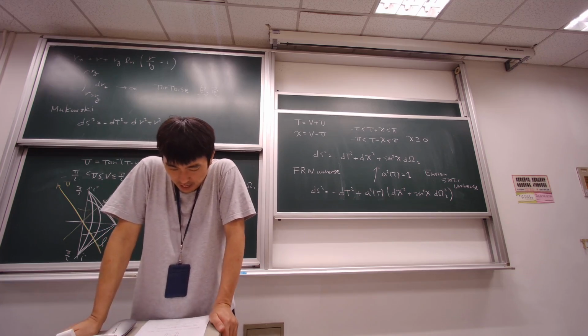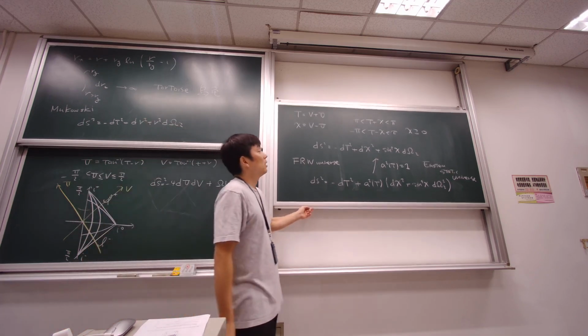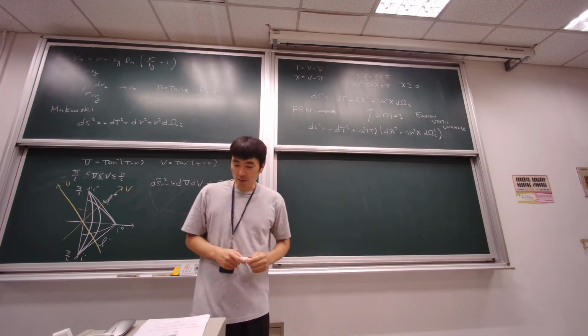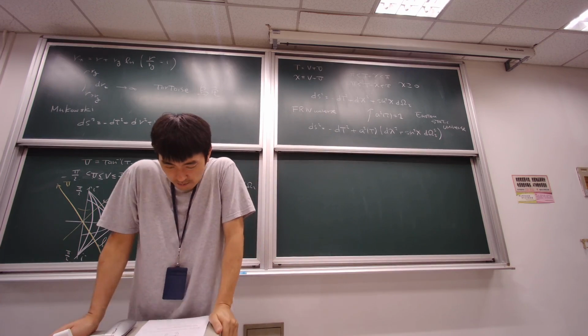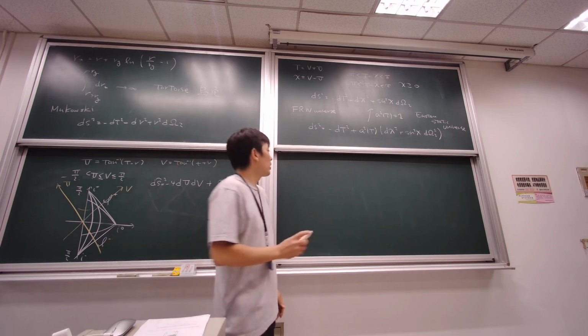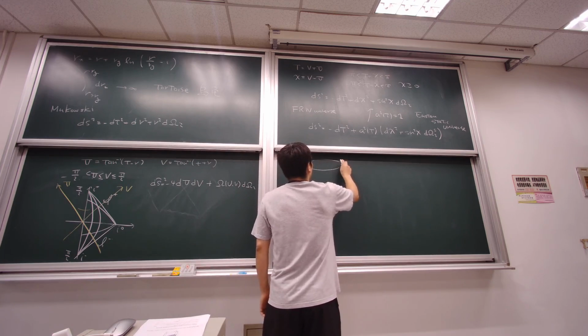Anyway, he derived the universe to be like this. Capital T is of course time, and so on. So this Einstein static universe can be written this way.